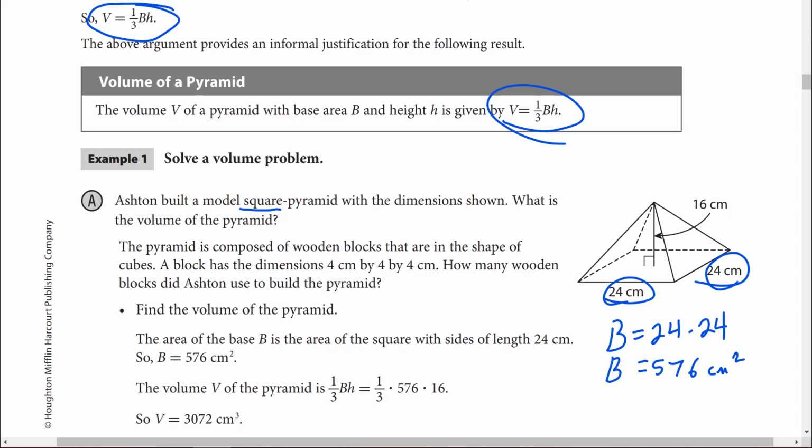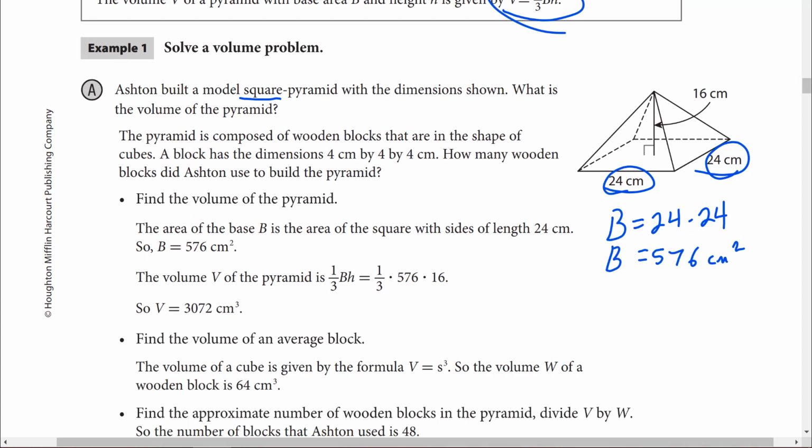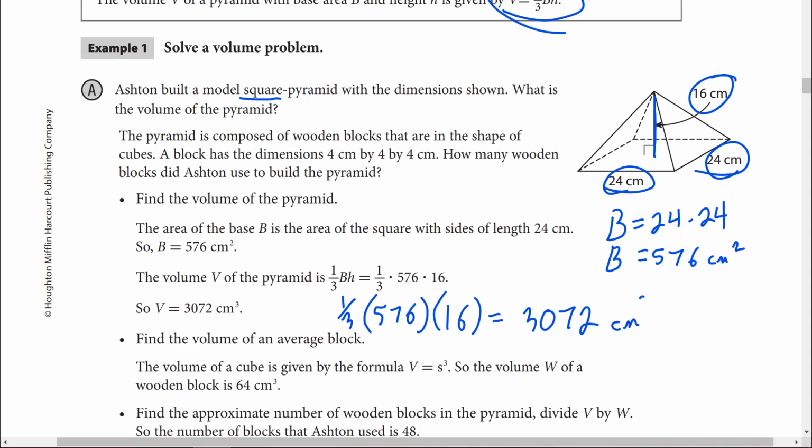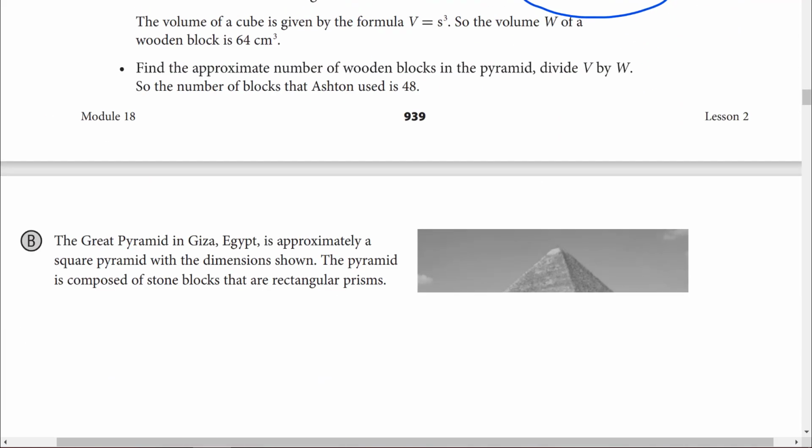So now, all I need to do to find the volume is plug it into the formula. 1/3 the base, which was 576, times our height, which they gave me as 16 centimeters. Remember in your calculator, 1/3 is 1 divided by 3, times 576 times 16. And that will come out to 3,072 cubic centimeters, 3 dimensions, to the 3rd power. There's your volume. Let's try another one.